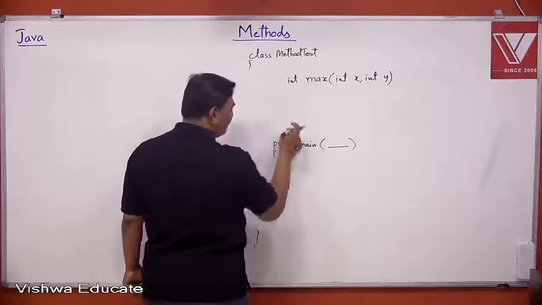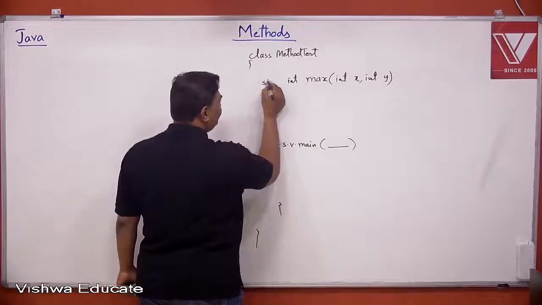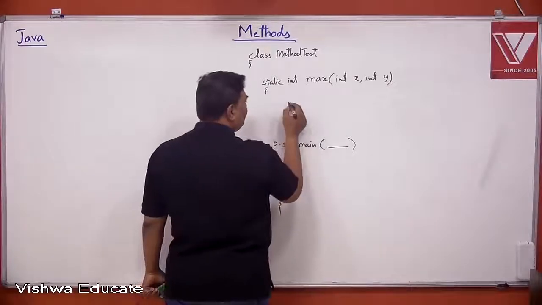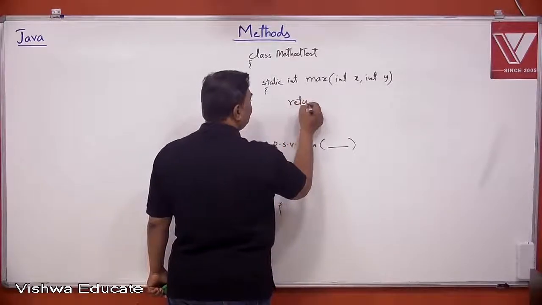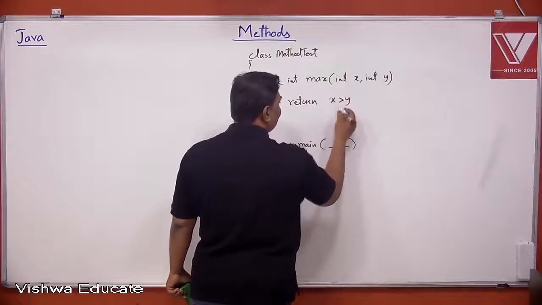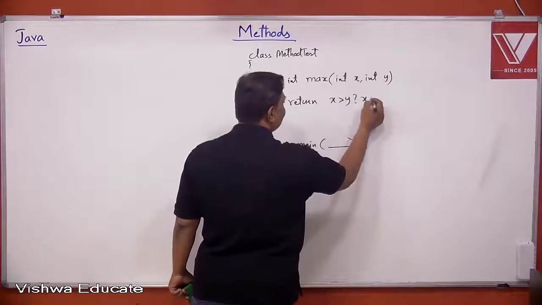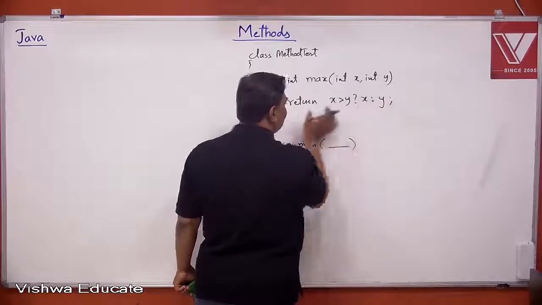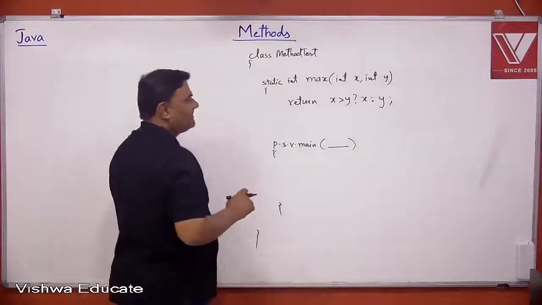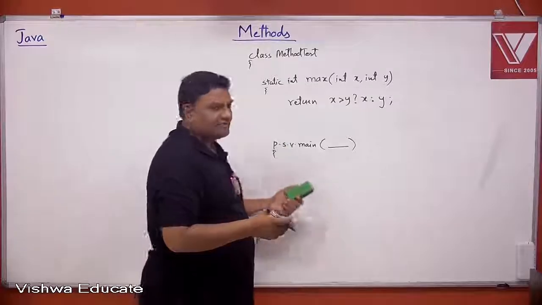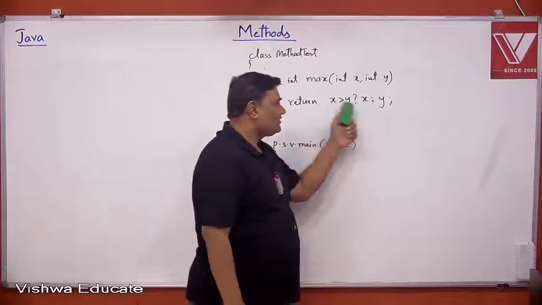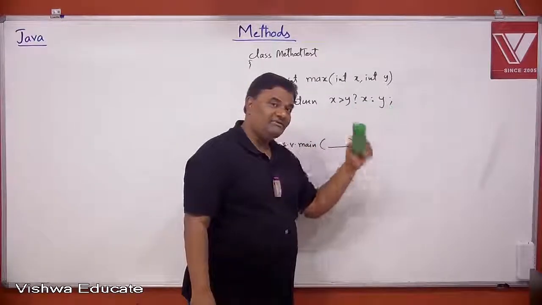Now, as I said, I am going to call it from the main method, so I must make this static also. Then only I can call it. Then here I will write just one line: return, if x is greater than y, then return x, otherwise return y. If they are equal, then y will be returned because both are the same. Any one can be returned, but as per this code that we have written, y will be returned.